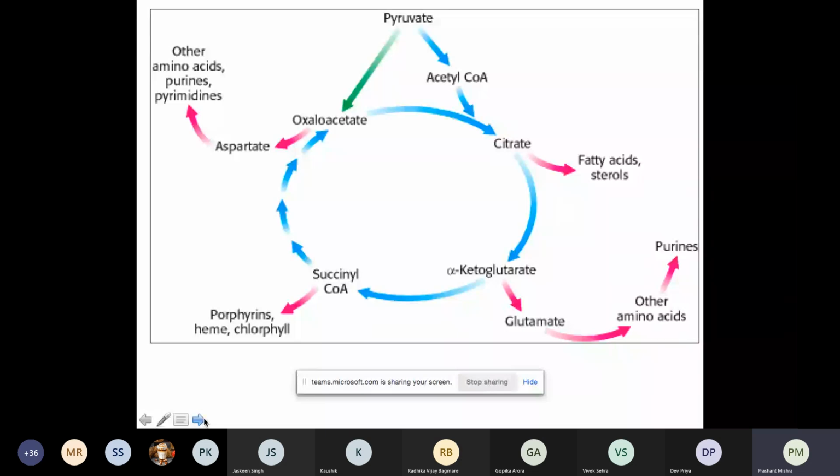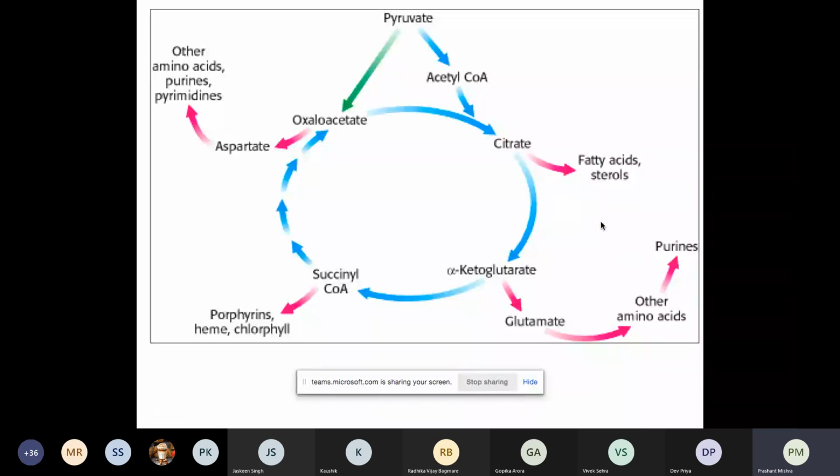And the last point which I want to discuss here is that when the cycle is operational, on one hand it is producing energy, on the other hand it is also synthesizing important molecules. So this cycle is an amphibolic cycle.